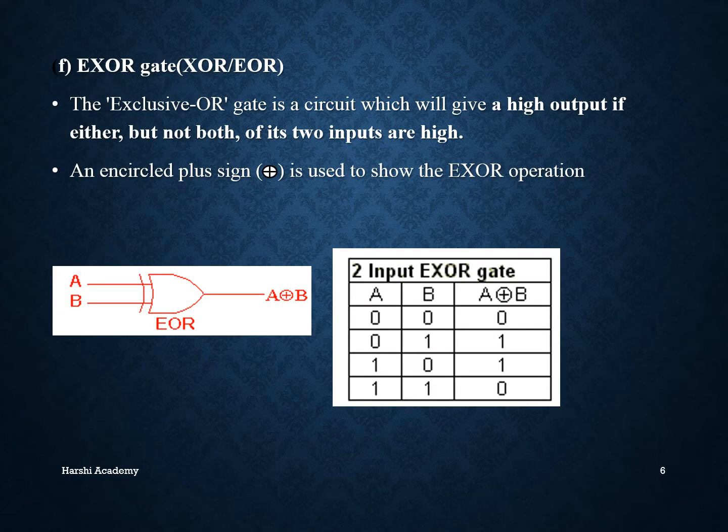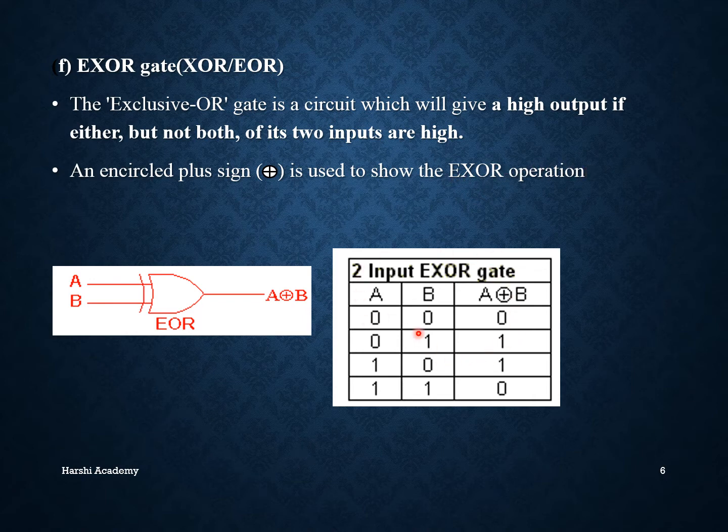Let's see exclusive OR gate. For ease of writing, we use these 3 words instead of writing exclusive OR. You can use one of these 3 words when you write exclusive OR gate, but keep in mind the operation inside the exclusive OR gate correctly. The exclusive OR gate is a circuit which will give a high output if either but not both of its 2 inputs are high. Keep in mind this highlighted point.